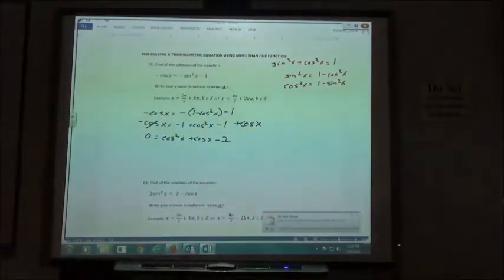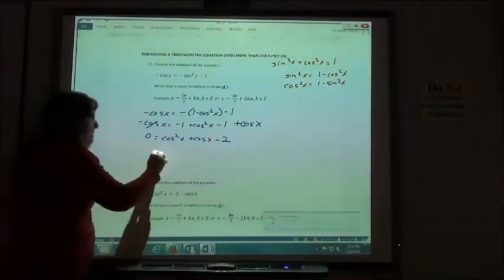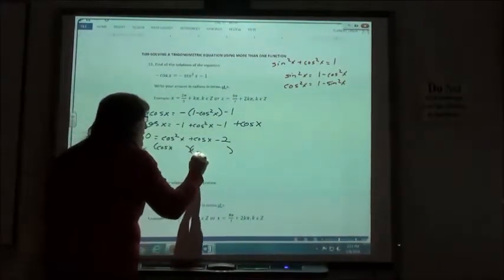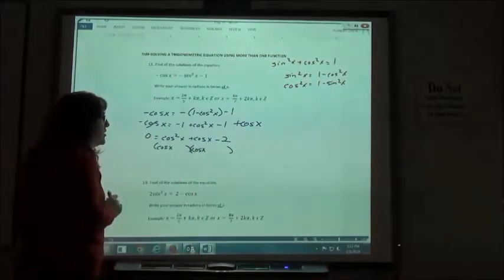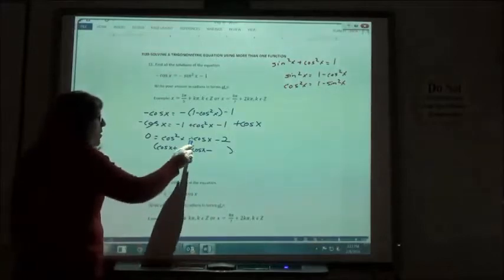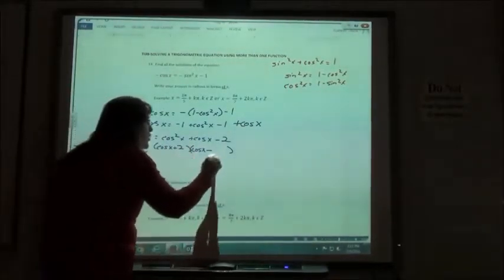Now I'm going to solve these like the previous ones by factoring. So I'm going to have the cosine of x, that's my cosine squared. The end is negative, so 1 plus and 1 minus. I want a positive in the middle, so I need a plus 2 and a minus 1.